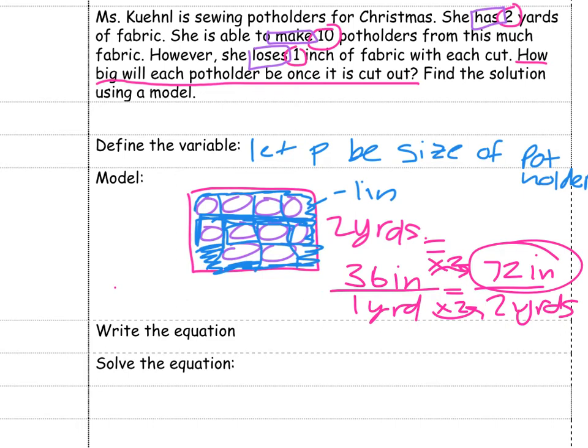Okay, so let's write out our equation. So we have 72, our total, is equal to, so we have 10 potholders, but we don't know the size. And every time we make a potholder, we lose that 1 inch. So our equation is 72 is equal to 10p minus 1. Now go ahead and solve that equation.